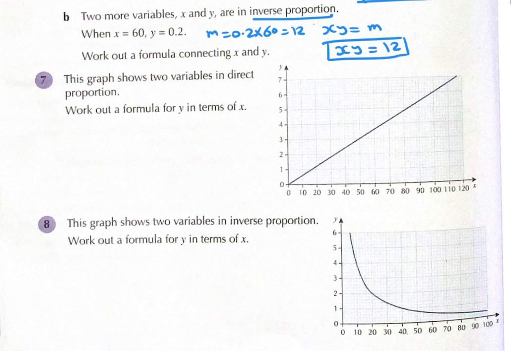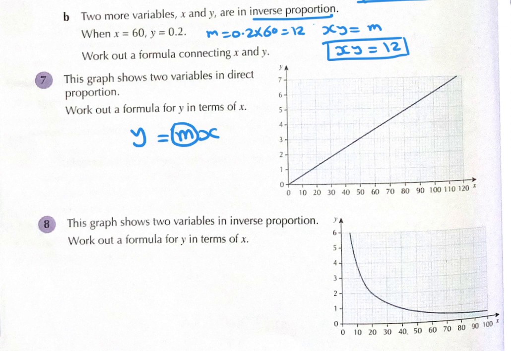Number 7. The graph shows two variables in direct proportion. Work out a formula for y in terms of x. If direct proportion, so y equals mx. How to find m? Divide y by x.